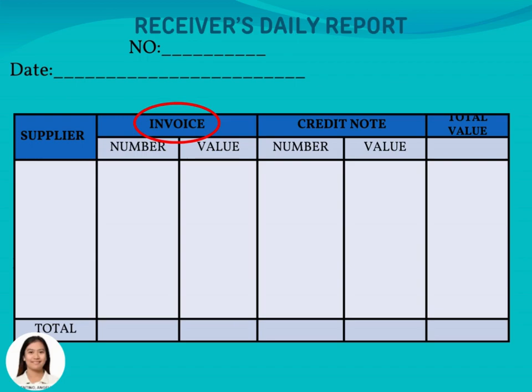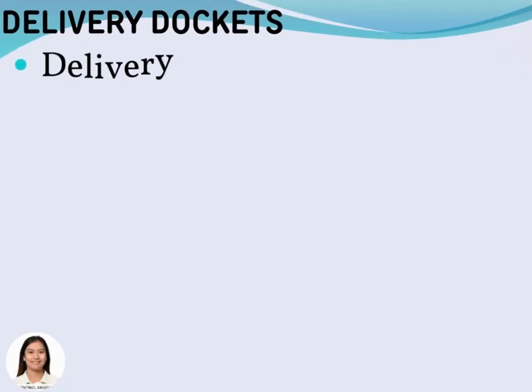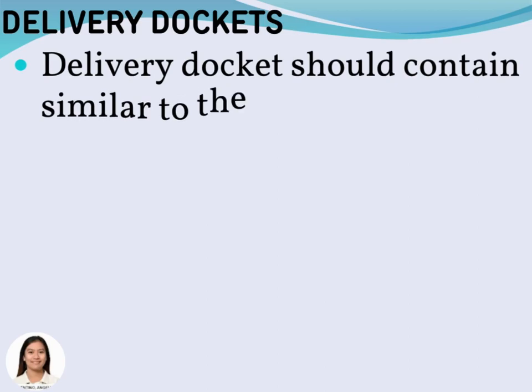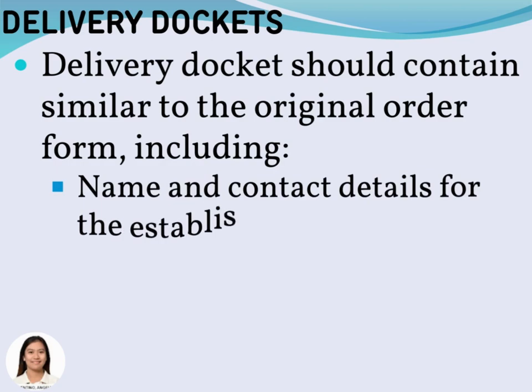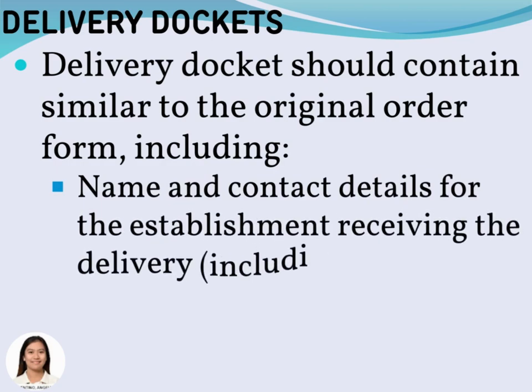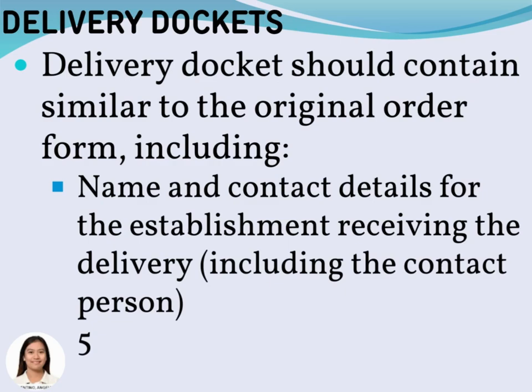much the same information that is in the delivery docket, except that it may include more detailed information about the unit, subtotal, and total charges for the order. Delivery dockets should contain information similar to the original order form, including the name and contact details for the establishment receiving the delivery, including the contact person.